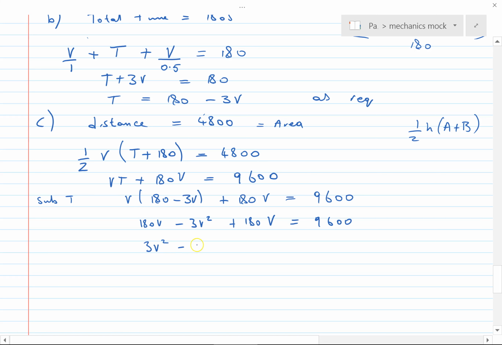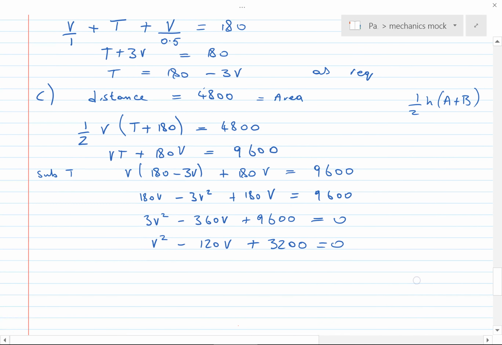3v squared minus 360v plus 9,600 equals 0. Let's divide that by 3. So we get v squared minus 120v plus 3,200 equals 0. The second time on this paper we've got a nice quadratic that nicely factorises. We know that it's two negatives and 40 and 80.